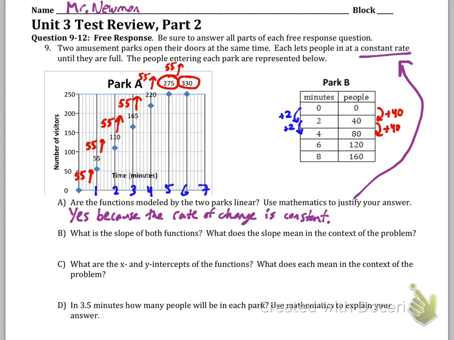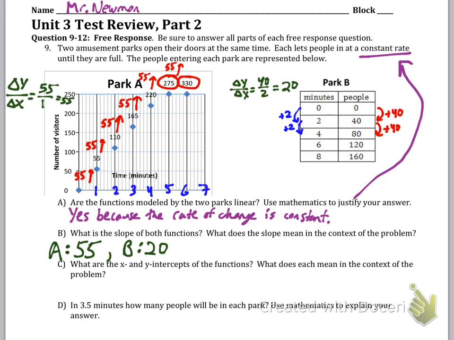But using mathematics to justify your answer, you have to write the rate of change, which is actually our answer to the second one. So what is the rate of change for each of these? That's the slope. So I calculate that there. The answer is for A, the slope is 55. For B, the rate of change or slope is 20. And I just did delta y over delta x for each of those, or rise over run.